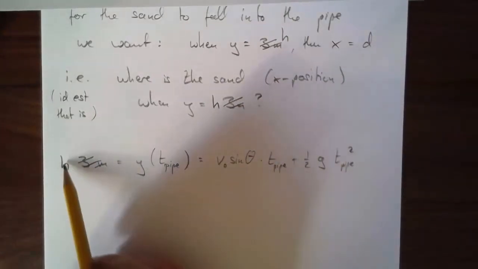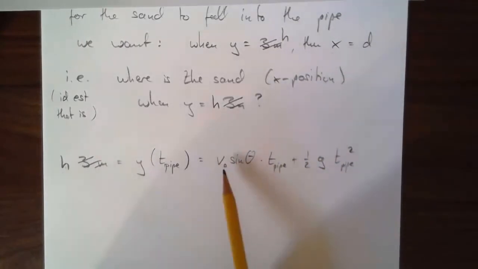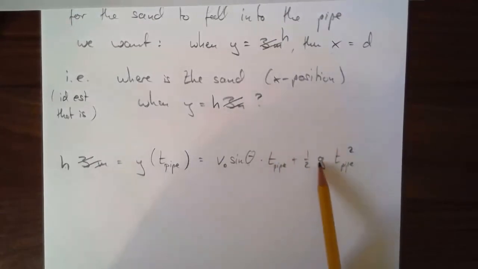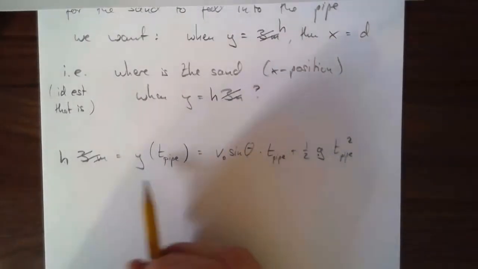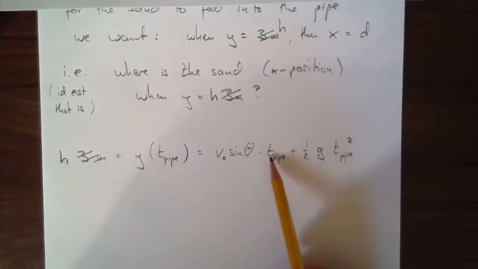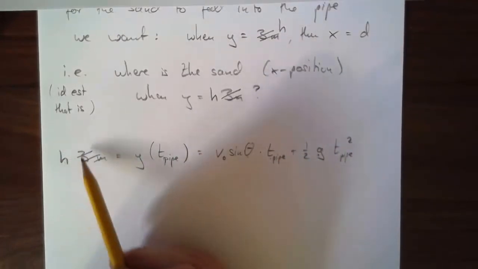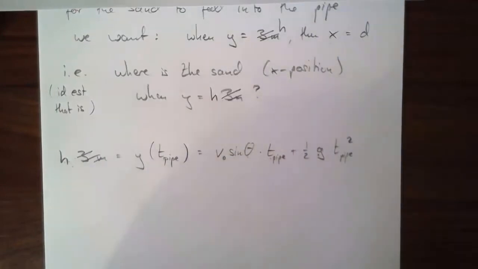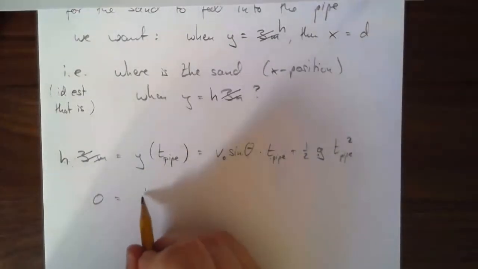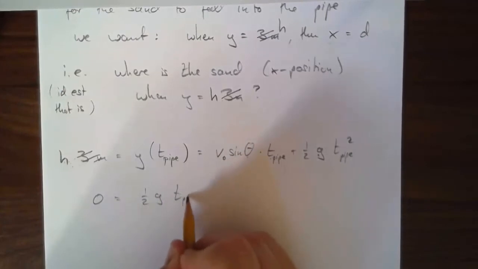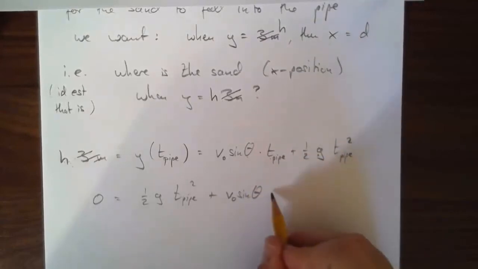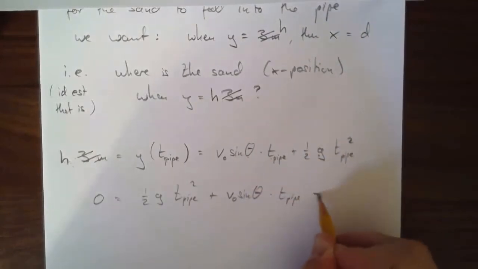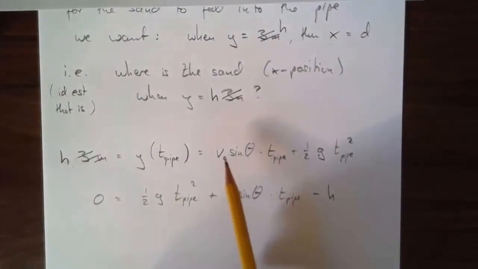So in this equation, h is given, v naught is given, theta is given, and g, well, we're assuming this conveyor belt is on Earth. So we can solve this for t pipe. There's a quadratic term, a linear term, and a term without any t's, so it's a quadratic. Let me write it like a quadratic: half g t pipe squared, plus v naught sine theta t pipe, minus h, because the h went to the other side.